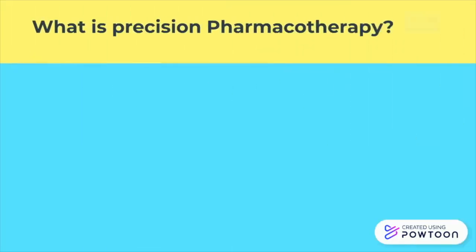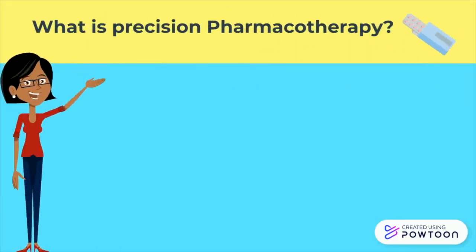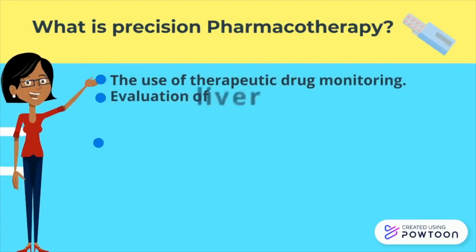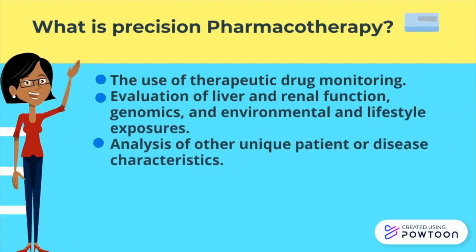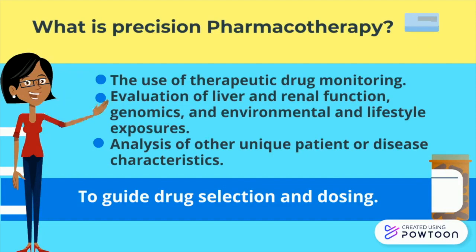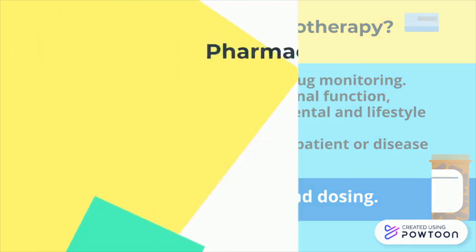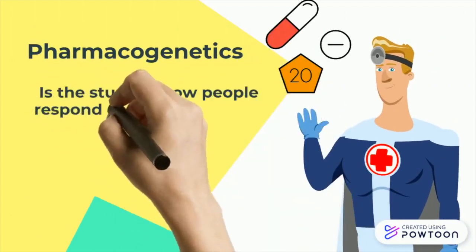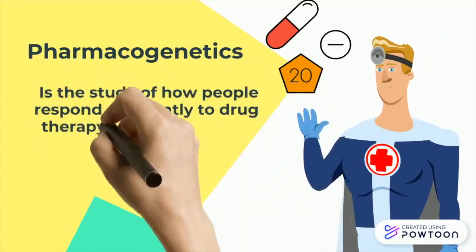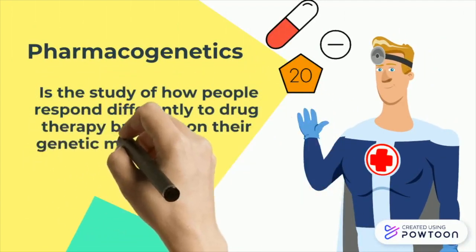Precision pharmacotherapy involves the use of therapeutic drug monitoring, evaluation of liver and renal function, and analysis of other unique patient or disease characteristics, all of these to guide drug selection and dosing. Pharmacogenetics is the study of how people respond differently to a drug therapy based upon their genetic makeup or genes.